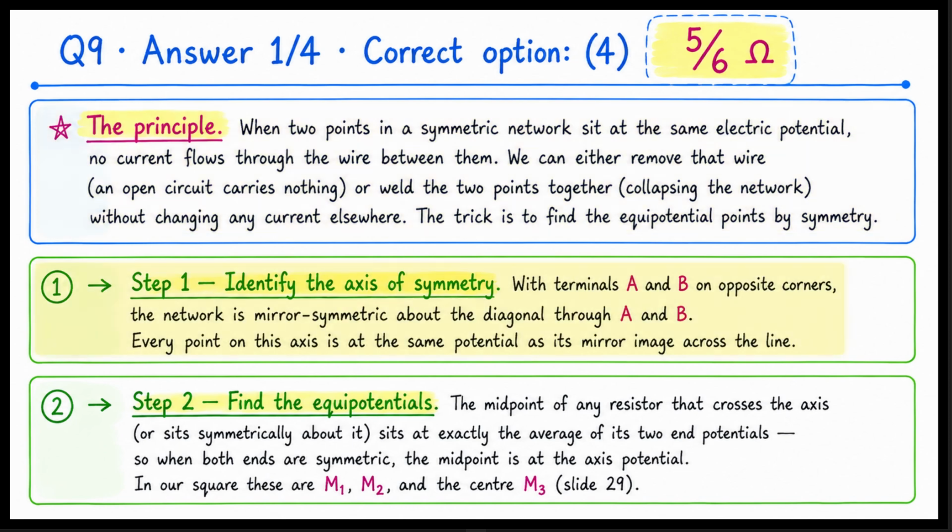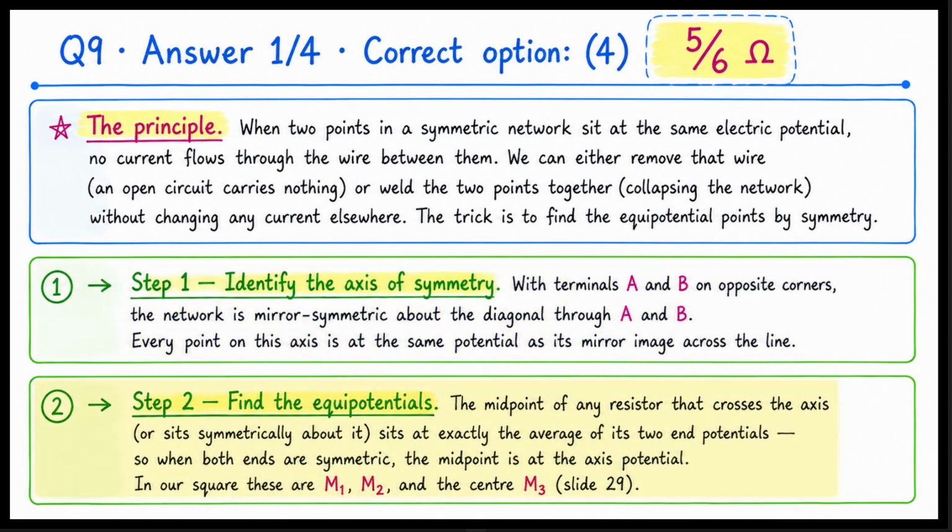Step 1. Identify the axis of symmetry. Terminals A and B are on opposite corners of the square, so the network is mirror symmetric about the diagonal line connecting A and B. Every point on this axis is at the same potential as its mirror image across the line.